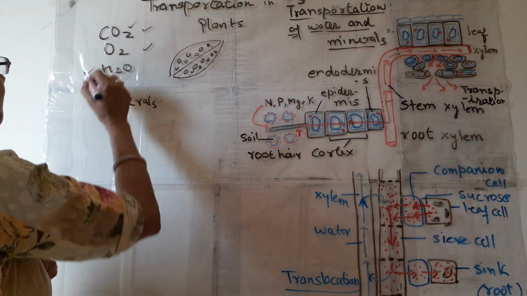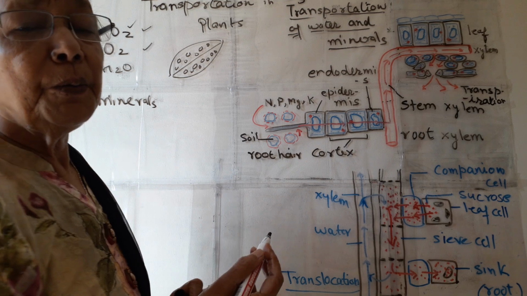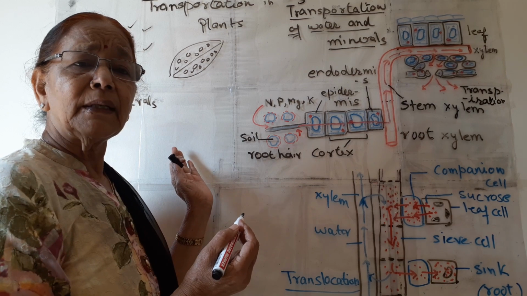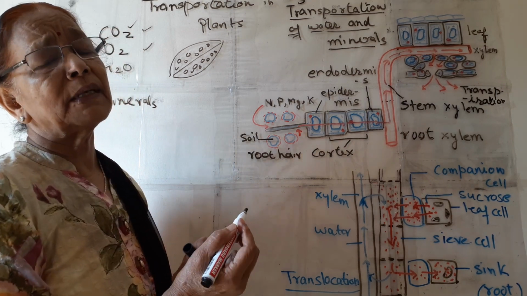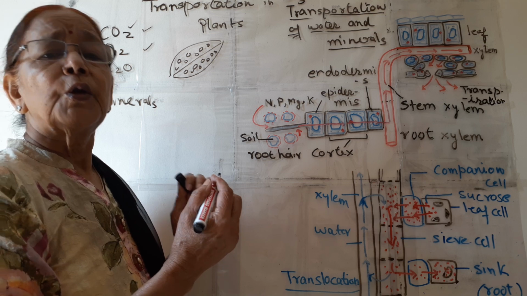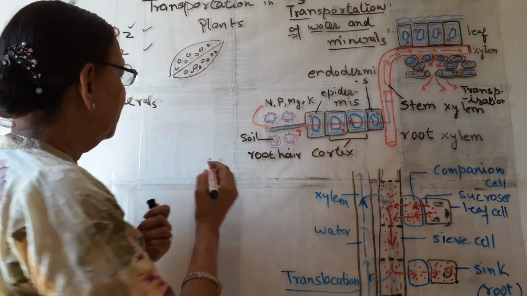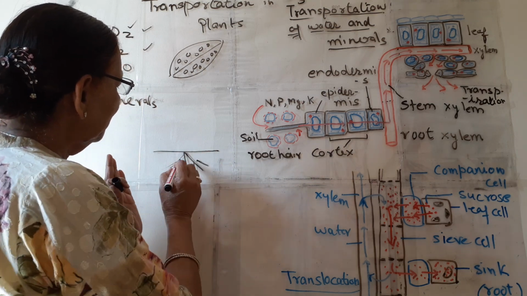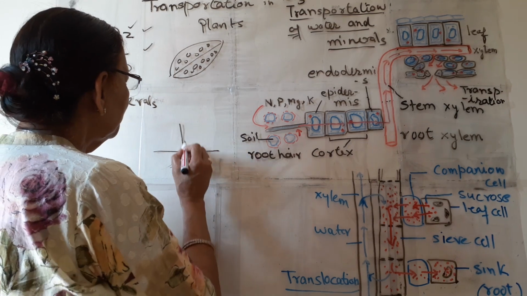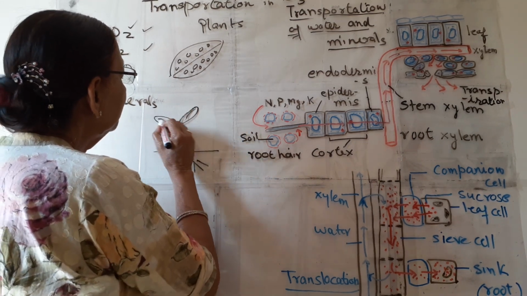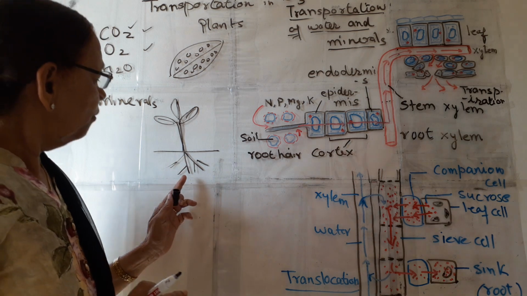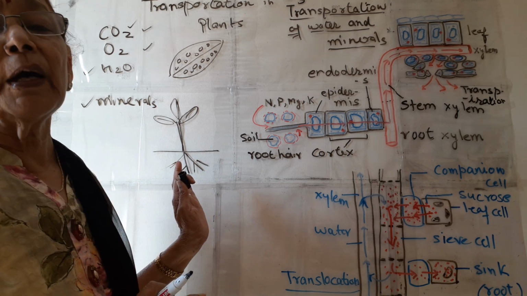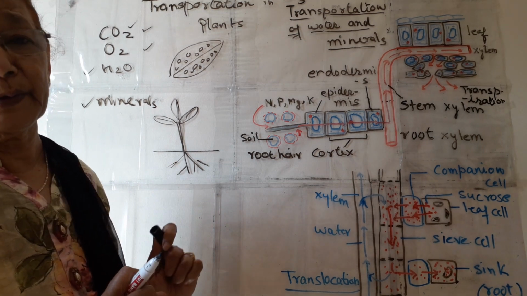Now water and minerals are left, which are to be absorbed from the soil. These minerals and water are present in the soil, which tall as well as short plants absorb. Why? Because this is the ground level. These are the roots of the plant. From here the stem is there and then the plant is there. So water and minerals are absorbed by the roots from the soil or the ground.